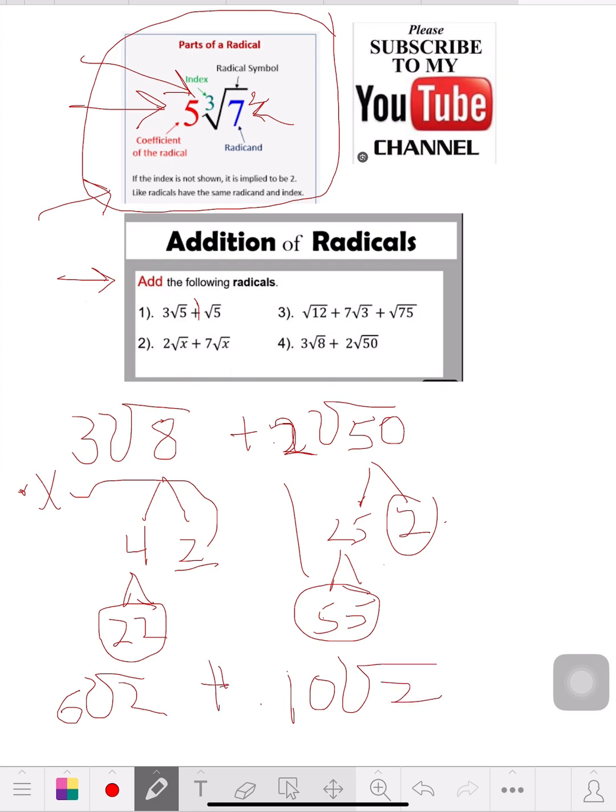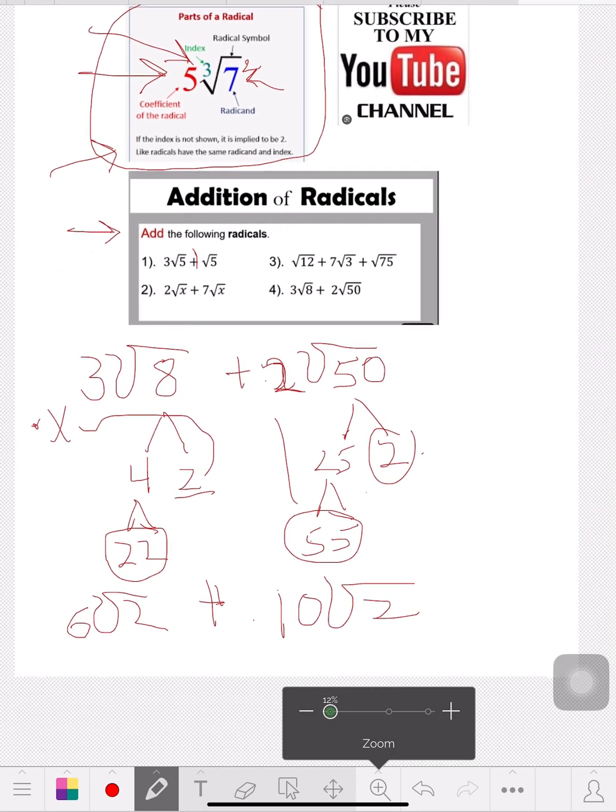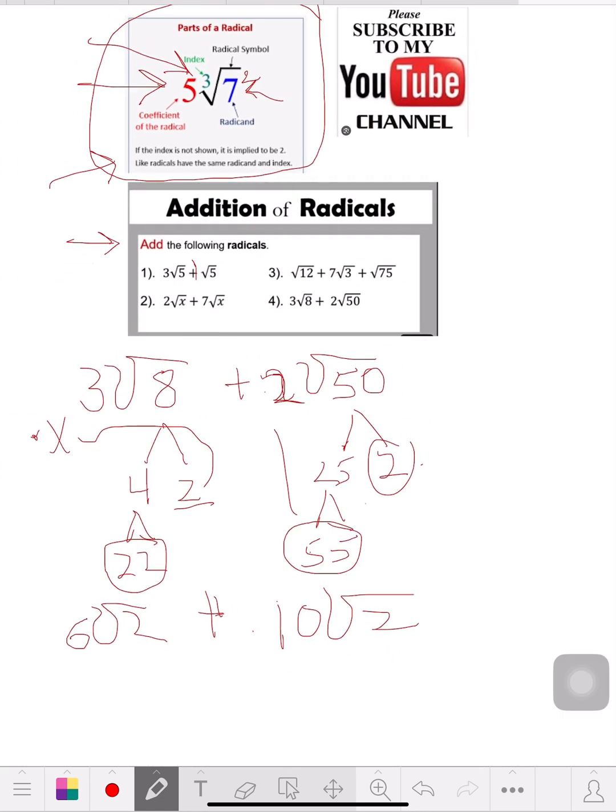Plus, okay, now I got the same radicand in both. I got 2, so I got 6 plus 10 is 16 to the square root of 2. And that's my answer, okay?